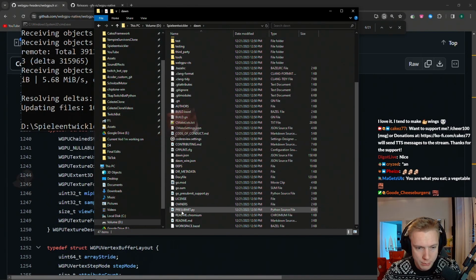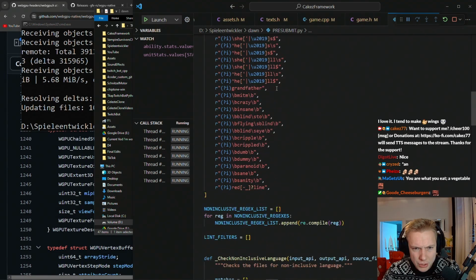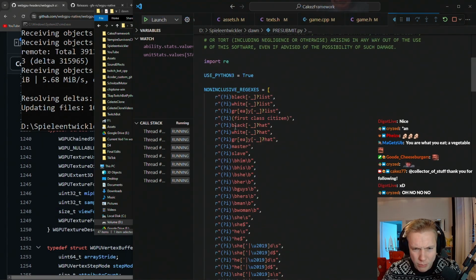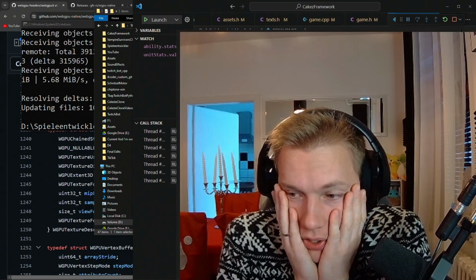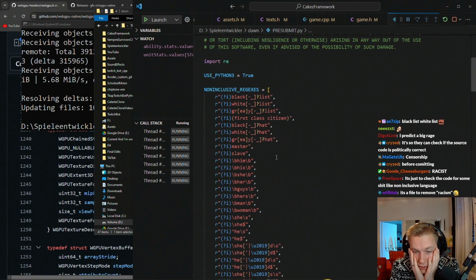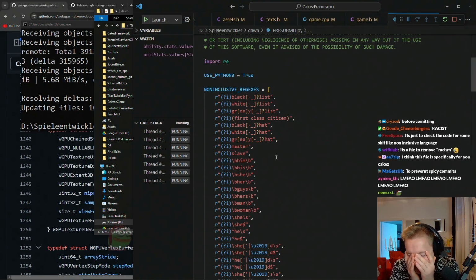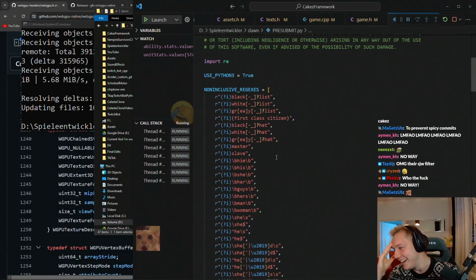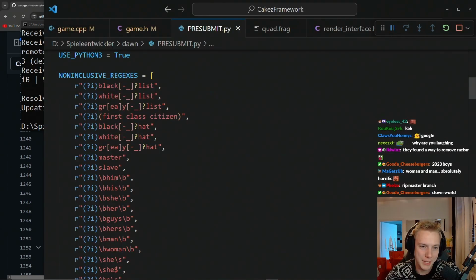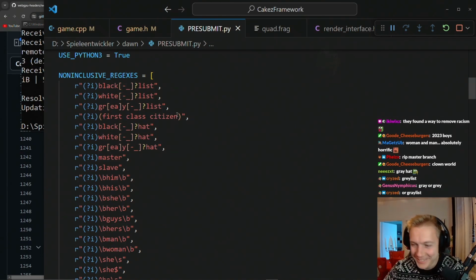Naturally, we had a discussion about it on stream. Pre-submit Python file? Why do you have a Python file in a library like this? She, he? Grandfather? Black, white? What is this? Slave, master? Oh my god! Before committing, it's looking at all of these. It's a file to remove racism. Oh my god! What is that supposed to mean? Greatly? First class citizen. Oh my god. Gray hat, gray list.